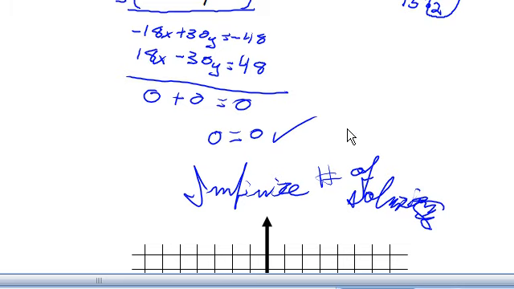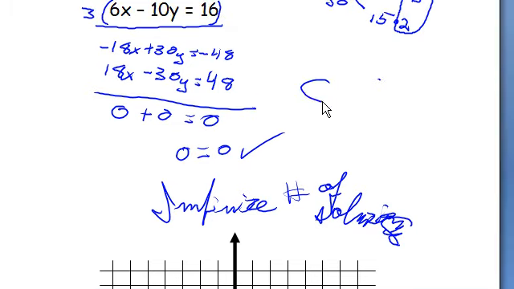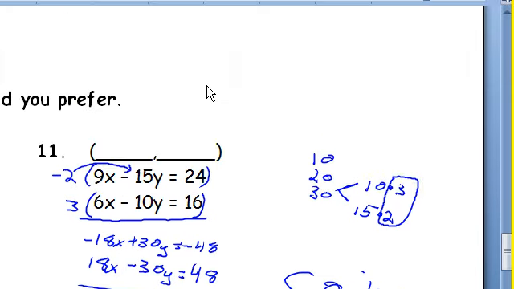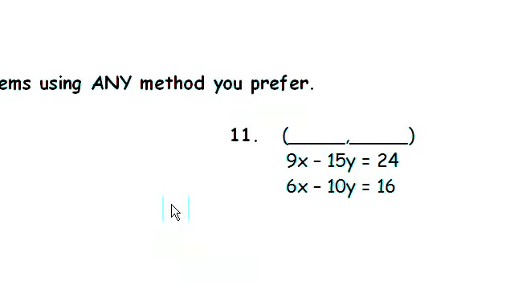There are an infinite number of solutions, which means that these lines are collinear, meaning that these lines lie directly on top of each other. There are an infinite number of solutions, infinite number of intersections. Okay, let's keep on trucking.